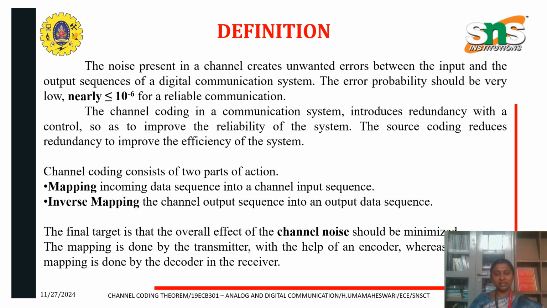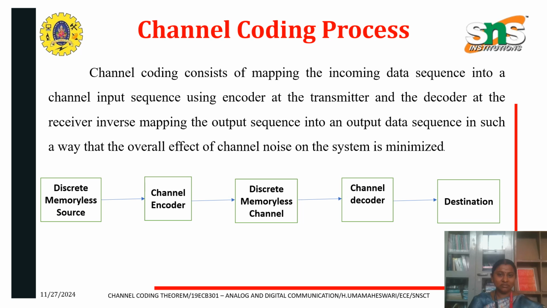Here the channel coding consists of two parts: one is a mapping, and the other is an inverse mapping. Mapping takes the incoming data sequence into the channel input sequence. Inverse mapping takes the channel output sequence into an output data sequence. The final target is that the overall effect of the channel noise should be minimized. The mapping is done by the transmitter with the help of an encoder, whereas the inverse mapping is done by the decoder in the receiver. This is the channel coding process.